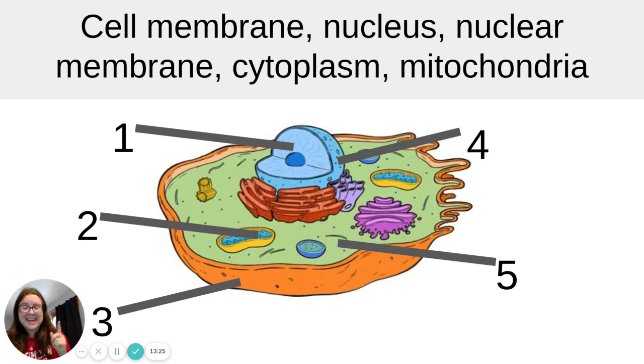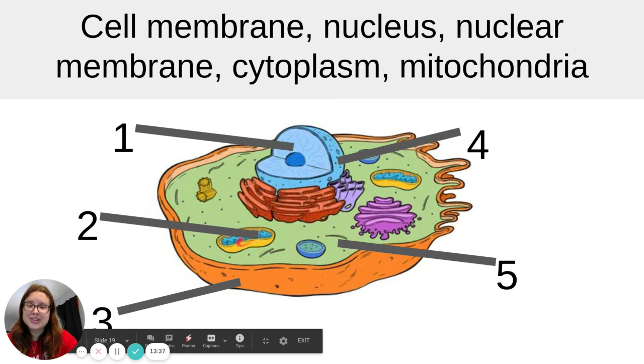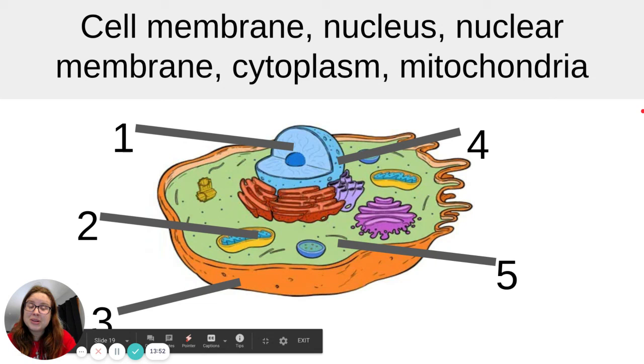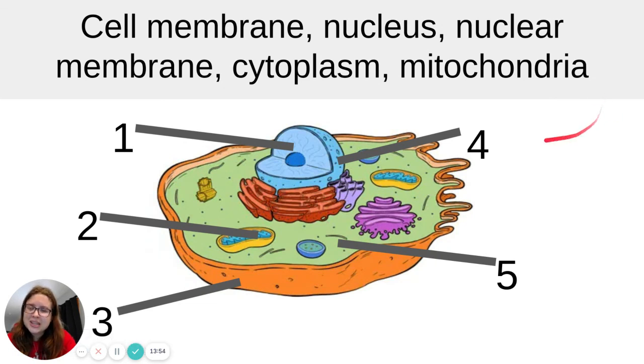Hopefully you tried this out. You tried labeling these. So number 1 points to the nucleus. Number 2 points to a mitochondria, and you can see another mitochondria in this diagram as well. Number 3 points to the cell membrane, the outer layer of the cell. Number 4 points to the nuclear membrane. Notice how it's pointing to the outside of the nucleus. And number 5 points to the cytoplasm, all of that jelly-like material inside of our cell.